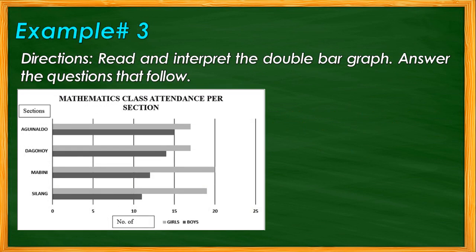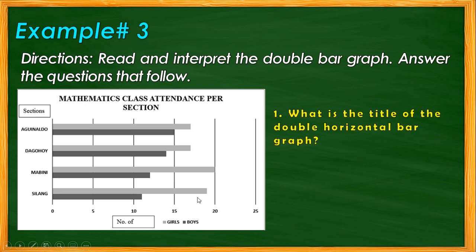Now, for example number 3, this would be a double horizontal bar graph. Directions: read and interpret the table, the double bar graph, and answer the questions that follow. This would be the mathematics class attendance per section. This would be the section. This would be the number of girls and boys. Now, let's proceed. What is the title of the double horizontal bar graph?